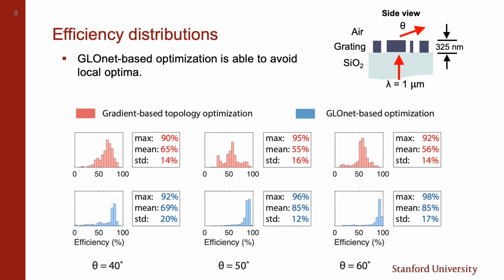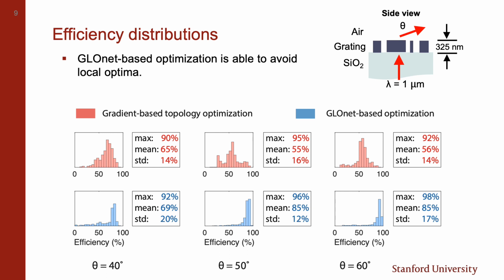Here are some optimization results. The thickness of the grating layer is fixed at 325 nanometers, and the wavelength of light is 1 micron. As a benchmark, for each deflection angle, we first use topology optimization to optimize 500 devices, starting from random grayscale patterns. The efficiency histograms are shown in the top row. As we can see, topology optimization often gets stuck in local optima, which wastes a lot of computation time.